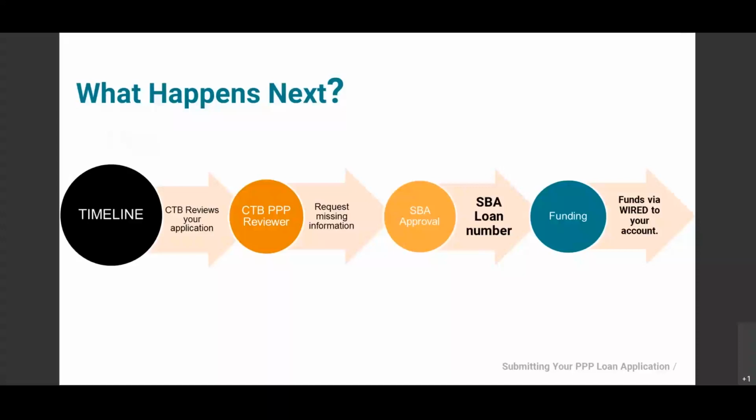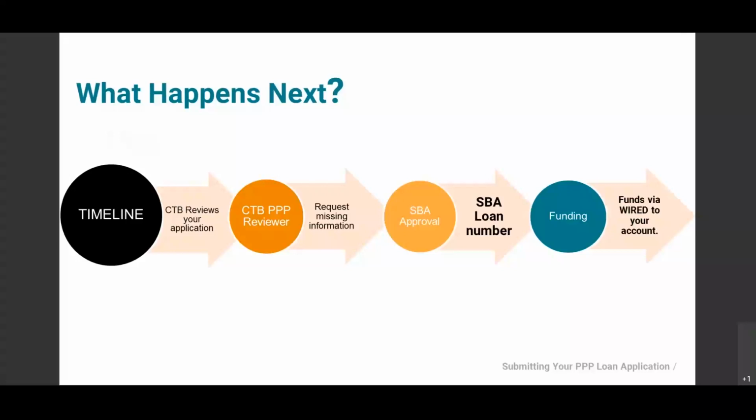Someone will review that application. We're moving very expeditiously, making sure that we can review those within 2 business days. Due to demand, sometimes it could go slightly beyond 2 days, but our goal and our target is a 2-day turnaround on reviewing those applications. If there's any questions or any missing information, someone from the review team will contact you via email. So again, be on the lookout for emails from Citizens Trust Bank.